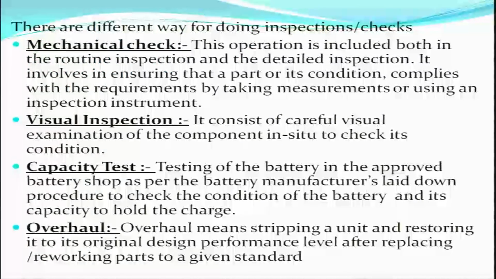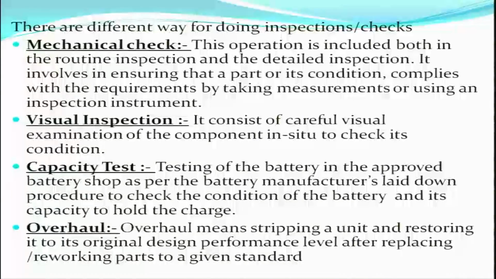There are different ways of doing the inspections or the checks. One is the mechanical check. This operation is included both in the routine inspection and the detailed inspection. So, mechanical checks are there in the normal checks, routine inspections, as well as in the major inspections or the detailed inspections. It involves ensuring that a part or its condition complies with the requirements by taking measurements or using an inspection instrument.